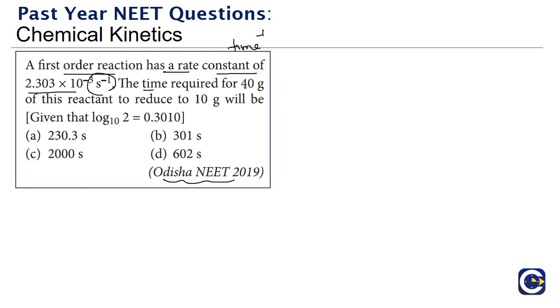Now, the time required for 40 grams of the reactant to reduce to 10 grams. Here we have to assume that the initial concentration is 40 and the final concentration is 10.